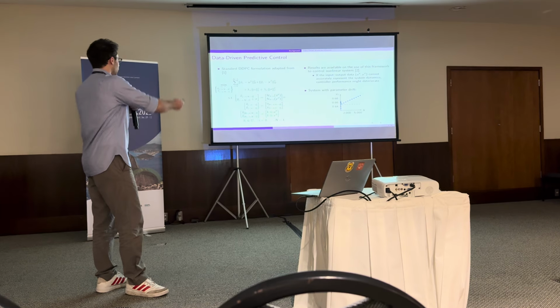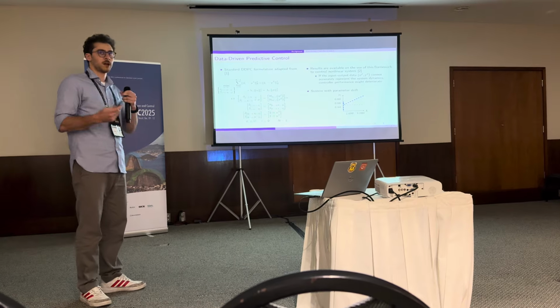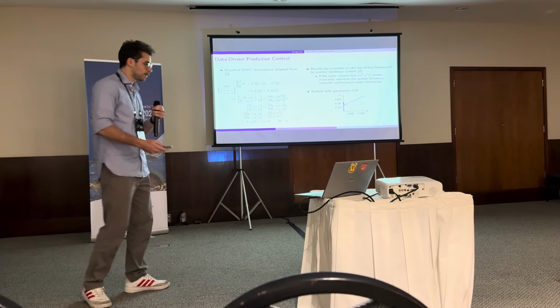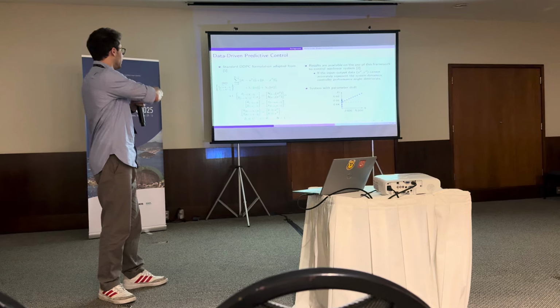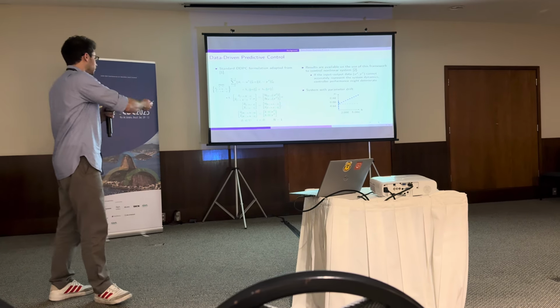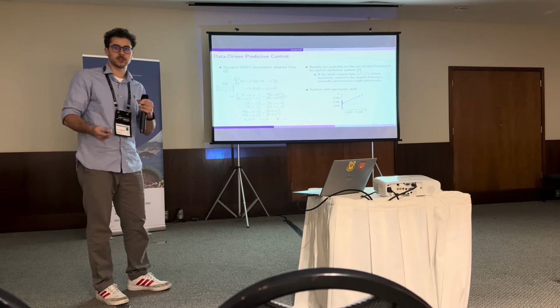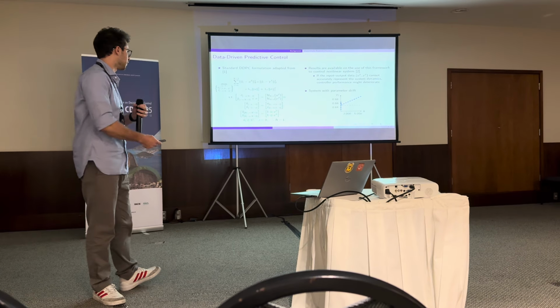So here we have a standard DDPC formulation. For those familiar with MPC, it's quite similar. You have your objective function. The first set of constraints corresponds to the dynamics of the system. The second set are initial conditions. The third, a terminal equality constraint. And the last one is just a bound on the input.